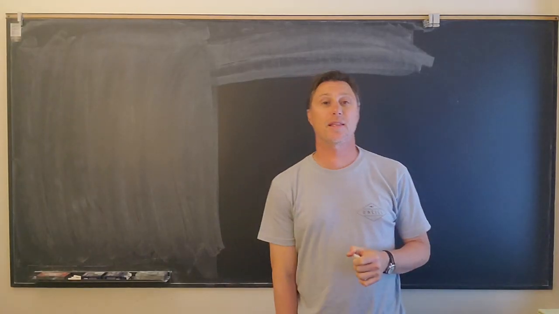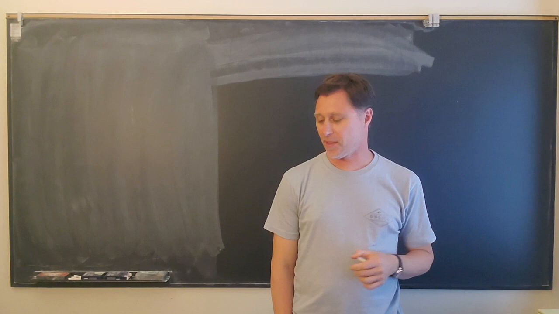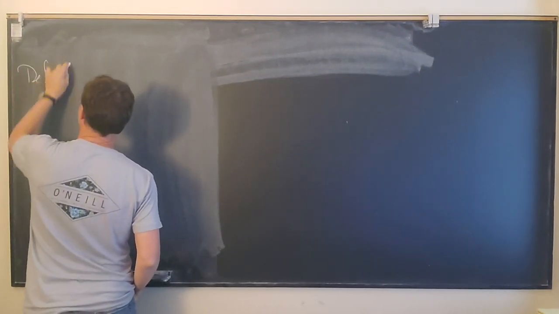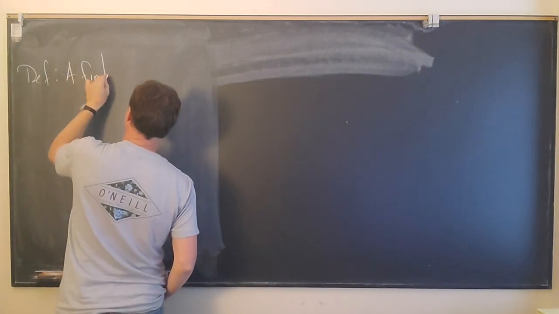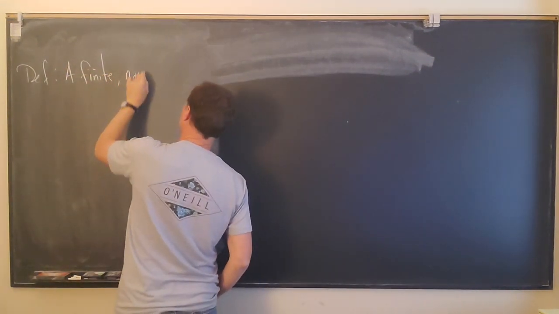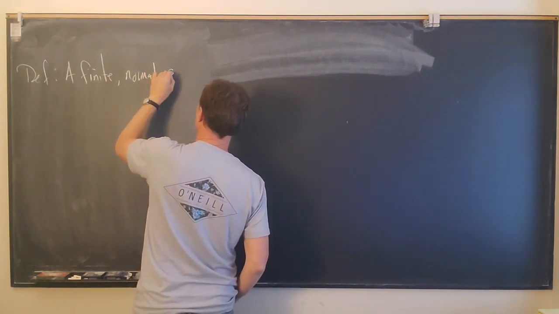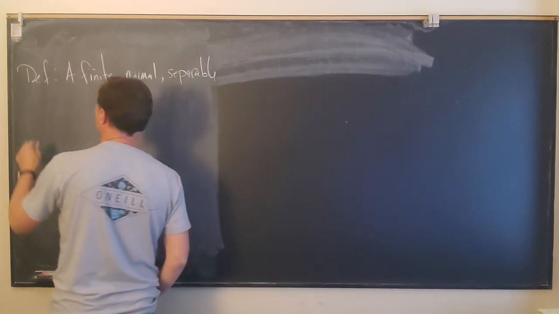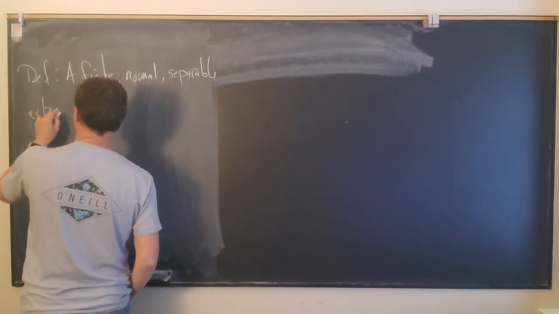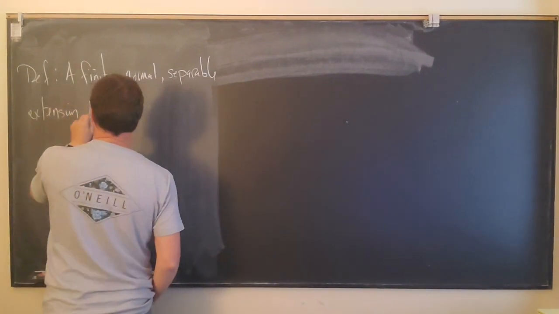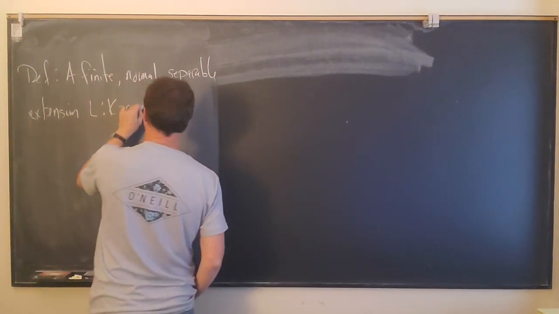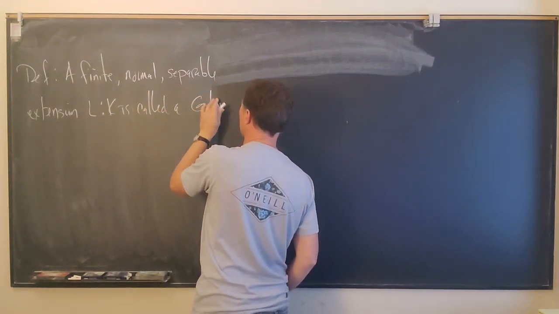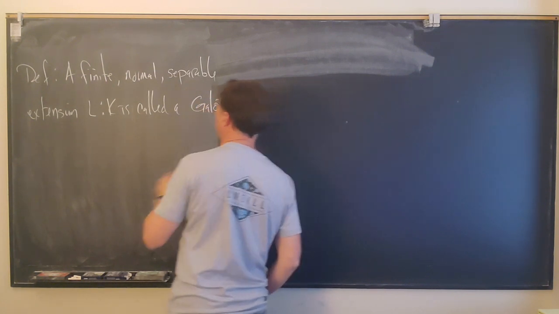Hey everyone. Last time I promised that we would get a definition that actually has the word Galois in it, so here it comes. A finite, normal, separable extension, say L over K, is called a Galois extension.